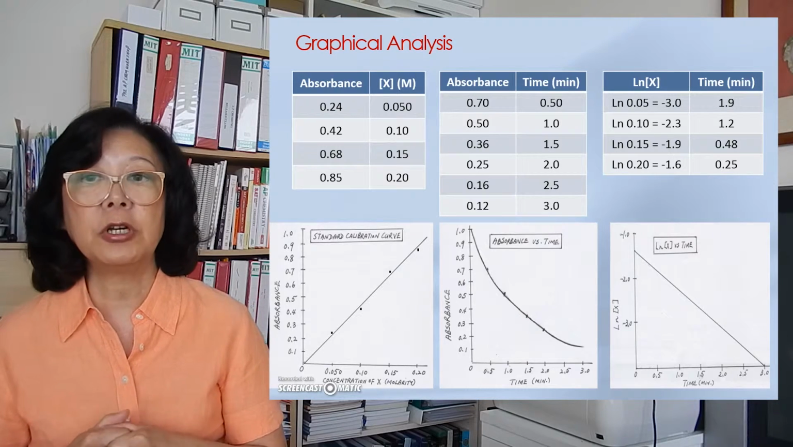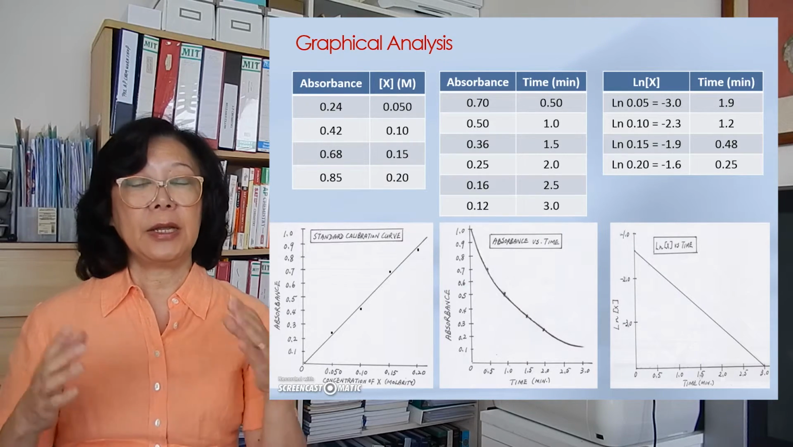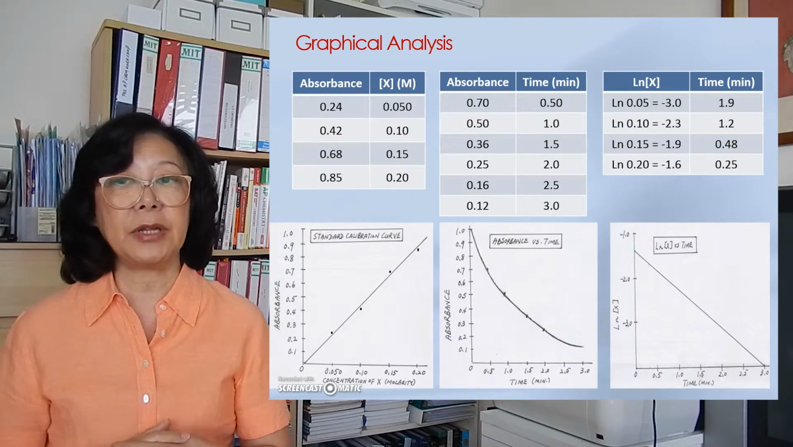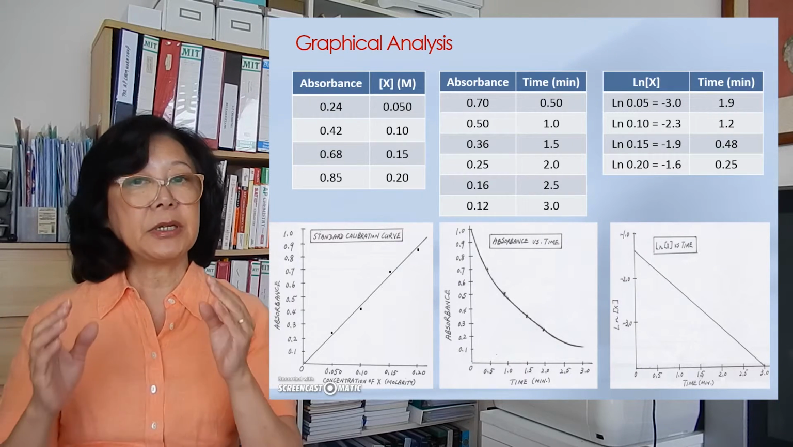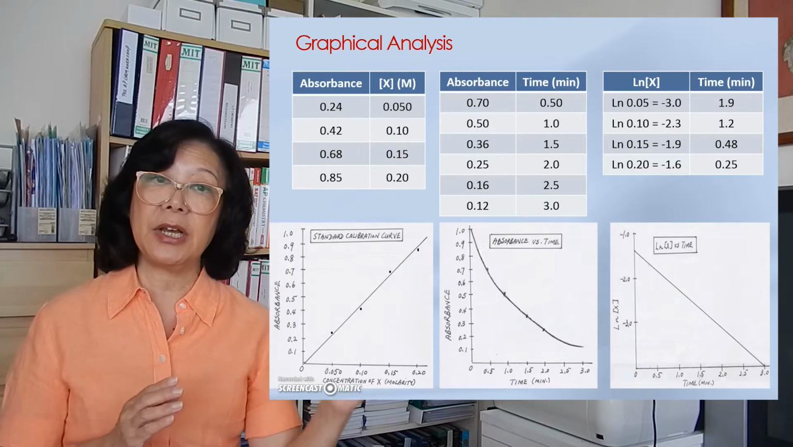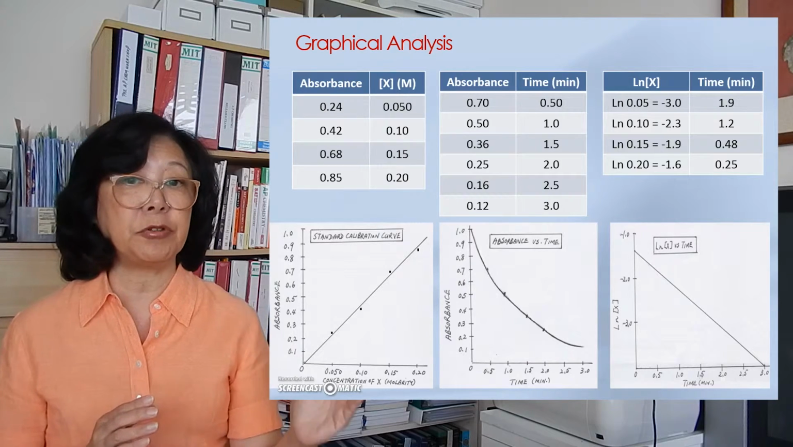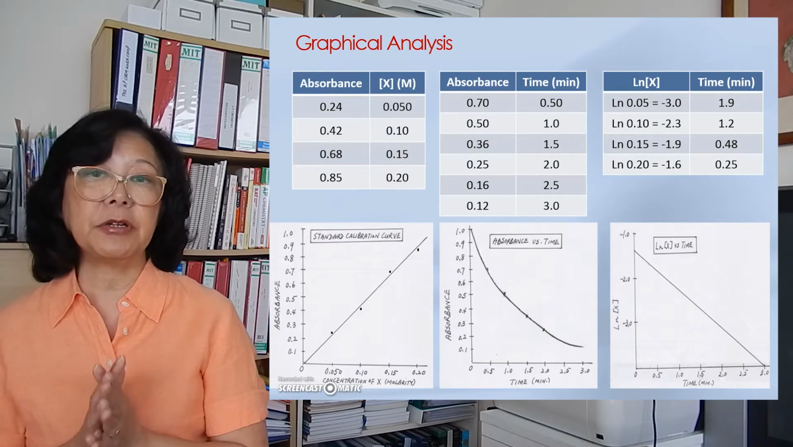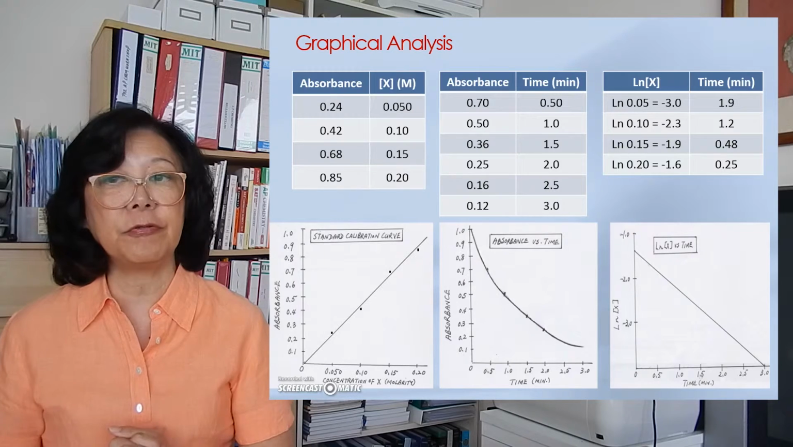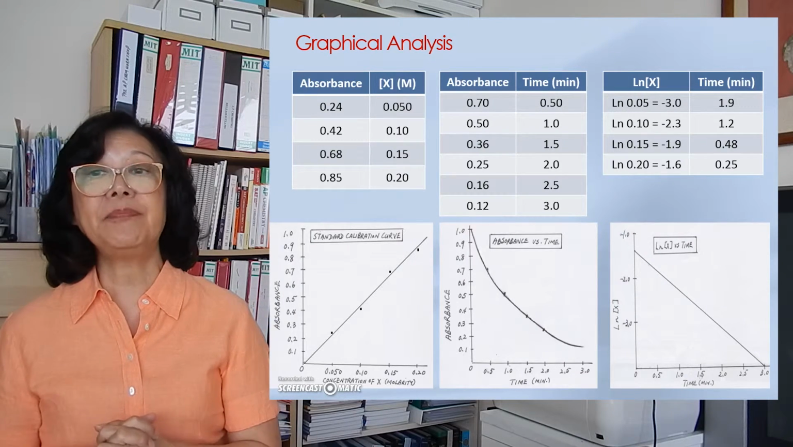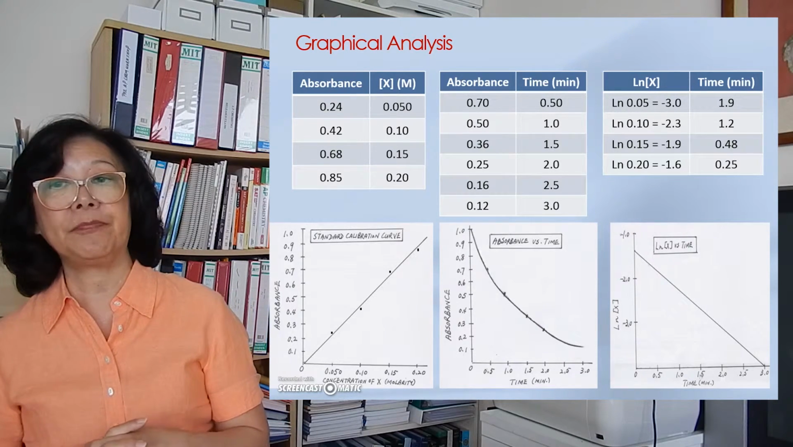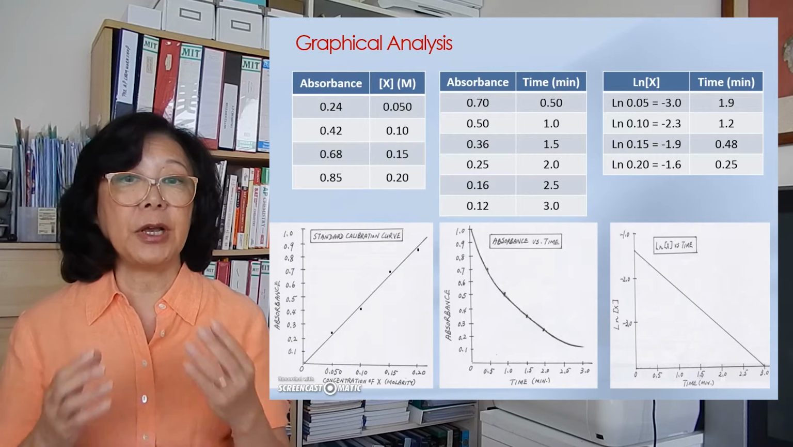First, I go to the 0.05 molar, and I take the natural log of that, which is equal to negative 3.0. Now, because the 0.05 molar from the left graph corresponds to an absorbance of 0.24, I now come to the middle graph and I look for the absorbance of 0.24 for the corresponding time and find it to be 1.9 minutes. And I do the same thing for every set of data.